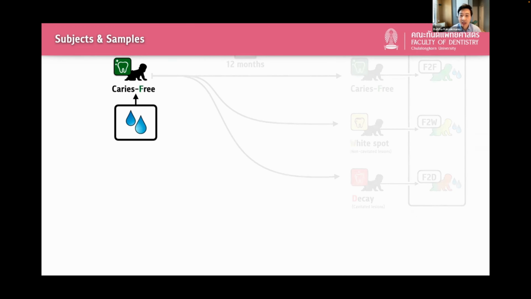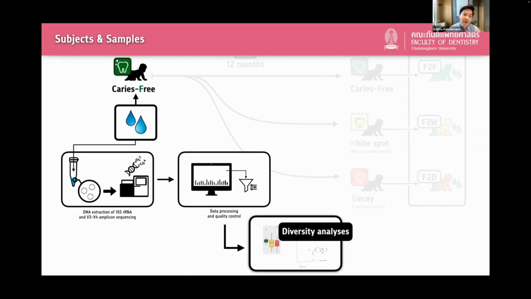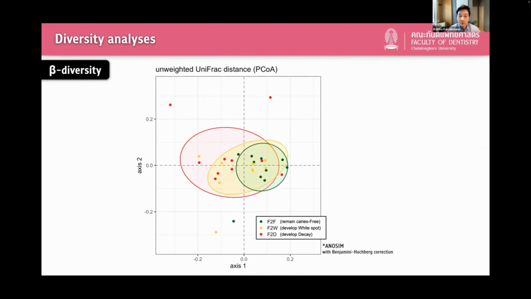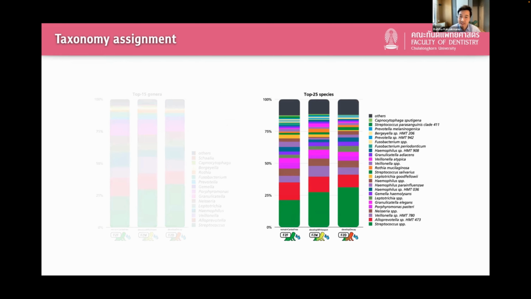We used the saliva at 1 year old, when all of them were still caries-free, and used 16S sequencing to analyze the microbiome. First, looking for differences using diversity analysis, and then performing the biomarker discovery. For diversity between groups, we found different microbial structures between the children who remained caries-free and those who developed cavitated lesions. And next, after assigning the taxonomy, we couldn't find any significant difference at the genus level, so we further searched for biomarkers at the species level.